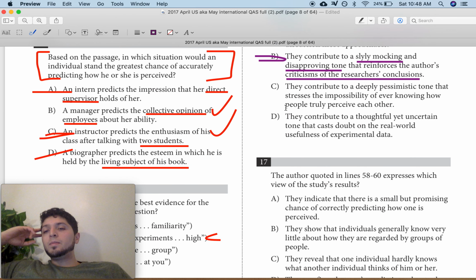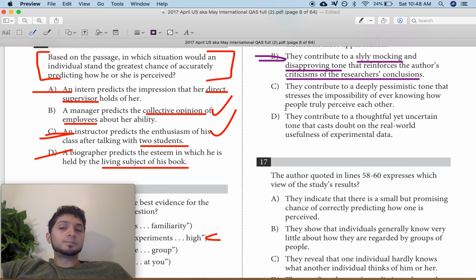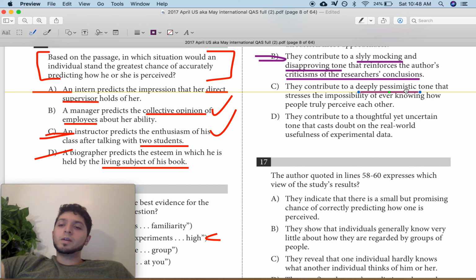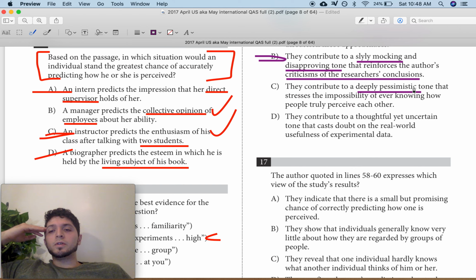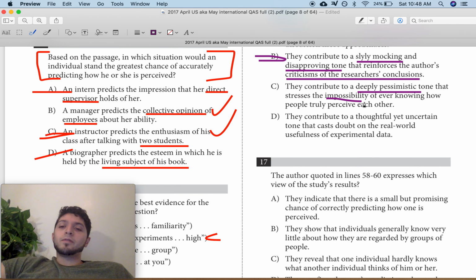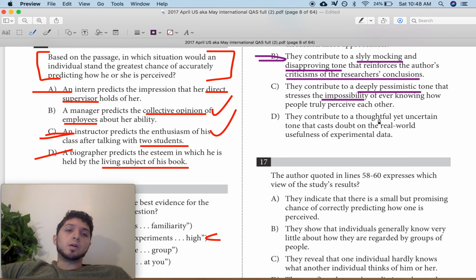C says they contribute to a deeply pessimistic tone that stresses the impossibility of ever knowing how people truly perceive each other. Again, there's a multitude of errors here. Deeply pessimistic tone is too negative. We're never going to get a deeply pessimistic tone on one of these passages, ever. It's just not going to happen. And then we have the impossibility of ever knowing how people truly perceive each other. Again, impossibility is a very strong black or white type statement, right? It's very, very extreme. We want to avoid those. The SAT thrives in the world of maybes. It's an almost world. It's a usually kind of world. It's not going to be the impossibility.